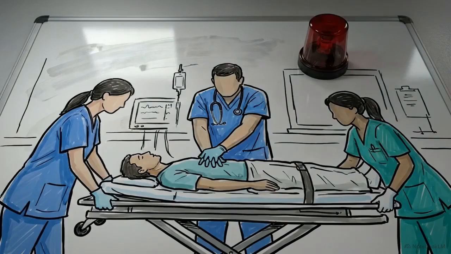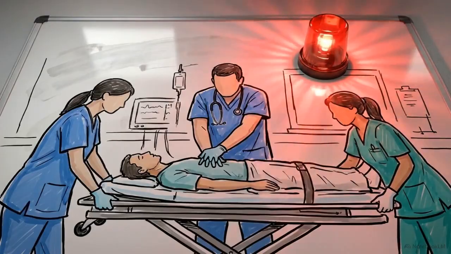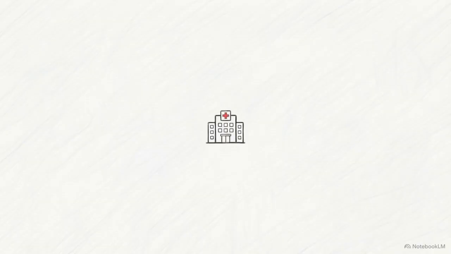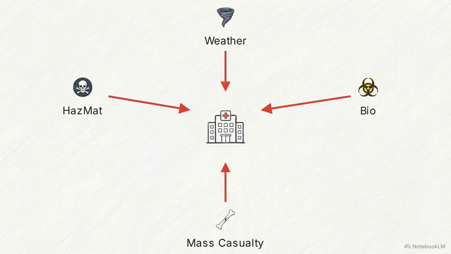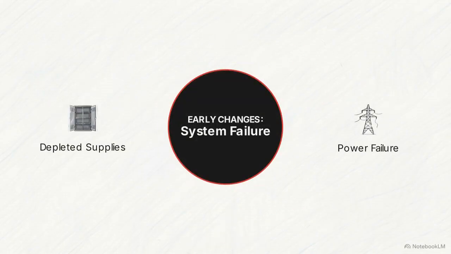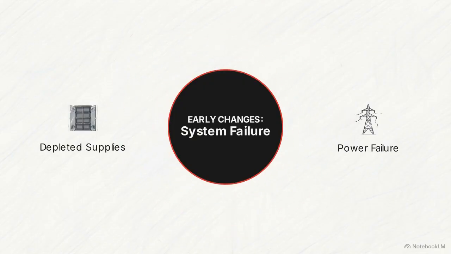In a standard code blue, you pour every available nurse, medication, and ounce of energy into your sickest patient. In a mass casualty event, that instinct will cost dozens of lives. To survive, we treat the healthcare system as the patient. Disasters like chemical spills, biological outbreaks, weather, or mass shootings target the hospital's baseline. Like a body shunting blood during shock, the hospital activates surge capacity, rapidly expanding care areas and reallocating resources.